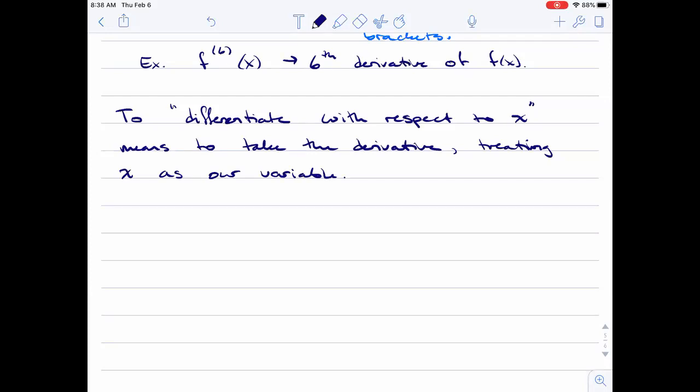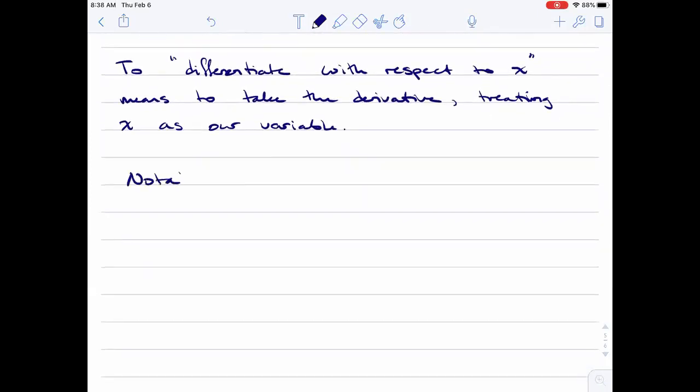And that's going to be important to keep in mind for when we actually talk about the differentiation rules, because then we need to keep track of, okay, well, what am I differentiating with respect to, right? So if I'm talking about f prime of x, then I'm differentiating with respect to x.